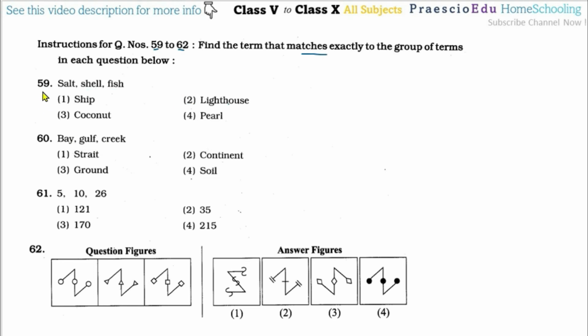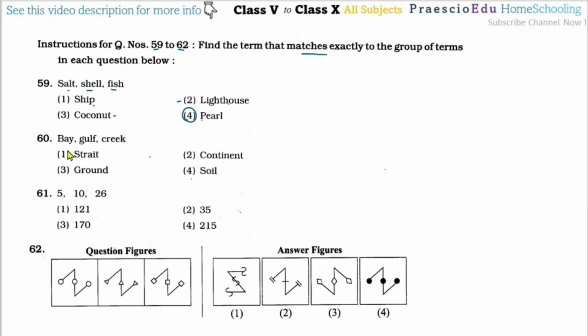Now question number 59 here. Salt, shell, and fish. These are the natural resources which we are getting from the oceans. In this one, coconut is not from the ocean, the lighthouse is also man-made, not in the ocean, and the ship is also man-made. So option number 4, pearl, is a natural resource which we are getting from the ocean. So that's why option number 4 is the correct one.